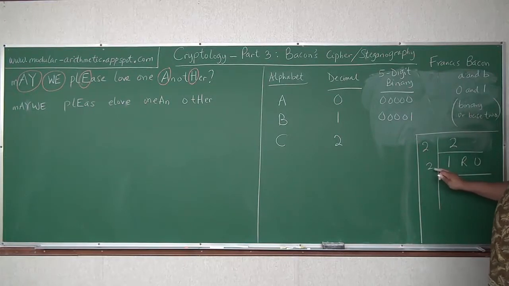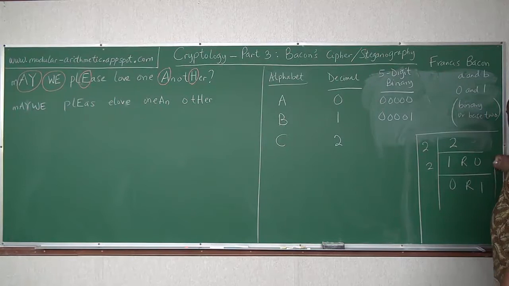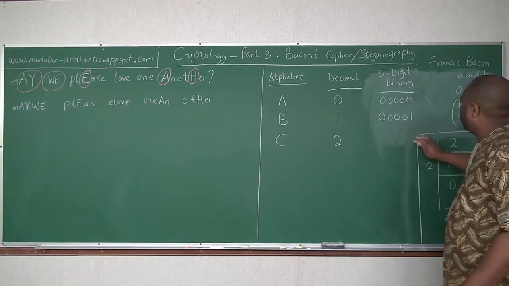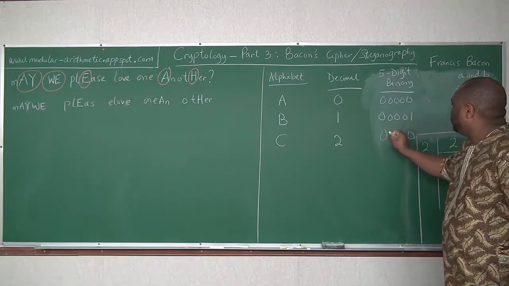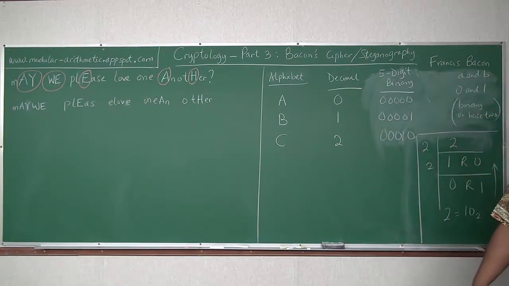So then 2 divided by 1 is 0, remainder 1. And you count it upwards. So 2 is 1, 0, base 2. We don't say 10, base 2, no, we don't say that. Okay, 1, 0 in base 2. So 2 is 1, 0, base 2, and you just put 0, 0, 0 here. Okay, that is the way you get it.